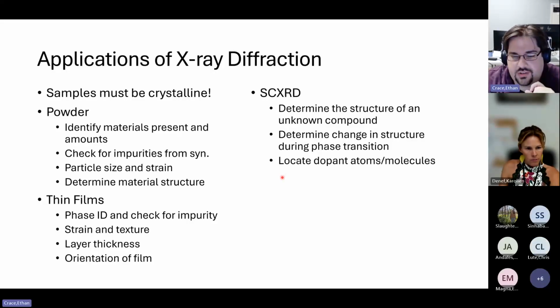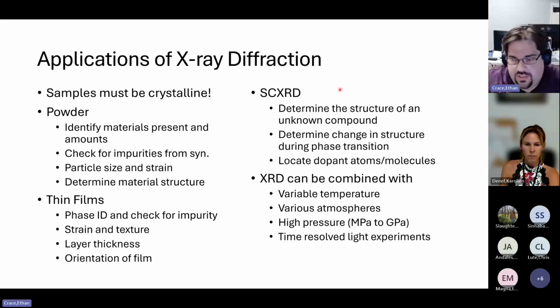And finally, single crystal. The main thing that you do with single crystals is that you want to know unknown structures, or you want to understand structural changes as you go through phase changes or dope or alloy things into a material. If you can grow single crystals of it, you can try to track where atoms are ending up and get information about your material's properties that way.